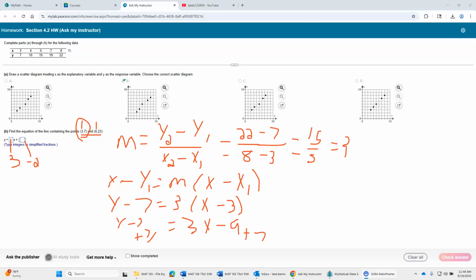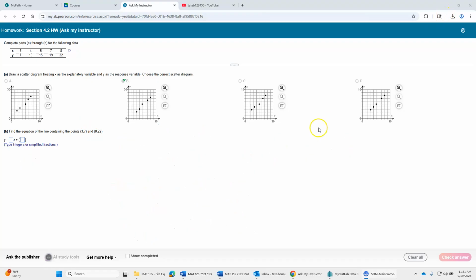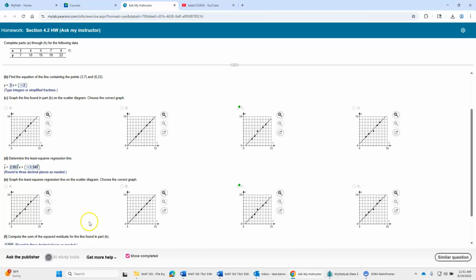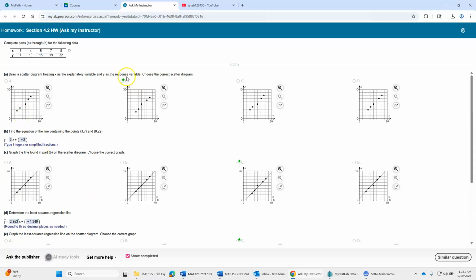Again, I don't know where you're having trouble on this. I'm going to exit out of this writing tool. Just want to show the answer. Let's see. So yeah, we chose the right scatter plot. I just found the equation.